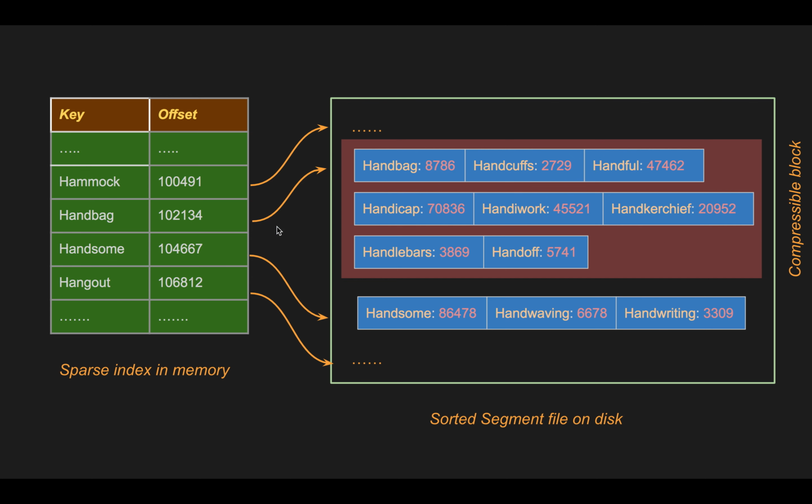This works because each entry of the sparse in-memory index points to the start of a compressed block. In this case, handbag is pointing to the compressed block shown in red, and handsome, which is another key in this in-memory hash map, is pointing to a different compressible block. So besides saving disk space, because we are using compression, it also reduces the IO bandwidth that will be used.